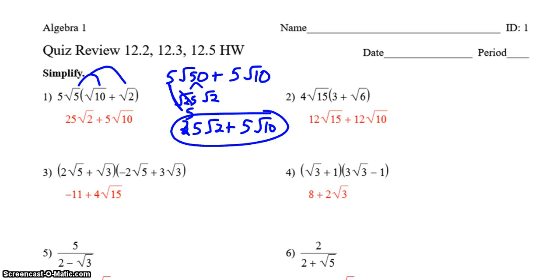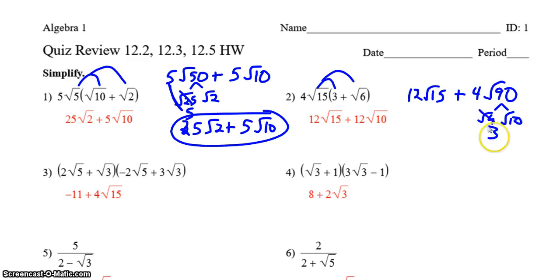Okay? In number 2, we're going to distribute the 4 root 15 to both terms. Now, 4 and 3 are outside, so that would become 12 root 15 plus 4 root 15 times root 6 is 4 root 90. Now, 12 root 15 cannot be simplified, but the square root of 90 does have a perfect square. It's 9 and 10. The square root of 9 is 3, and then you put your outside terms together. So that becomes 12 root 10, and your first term stayed 12 root 15.